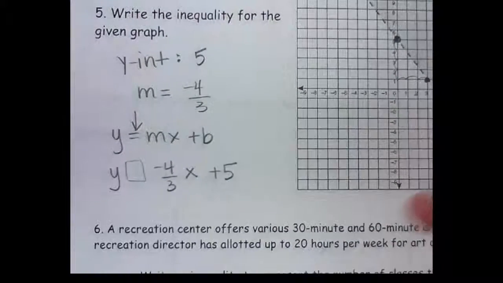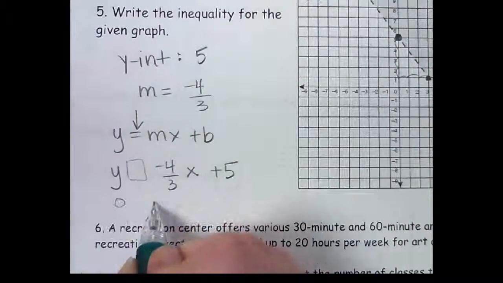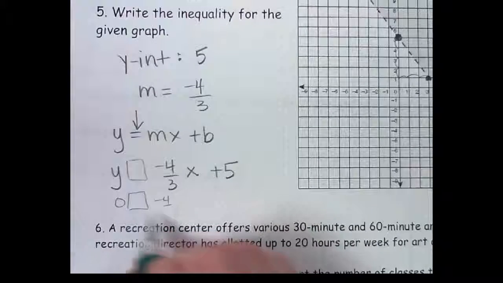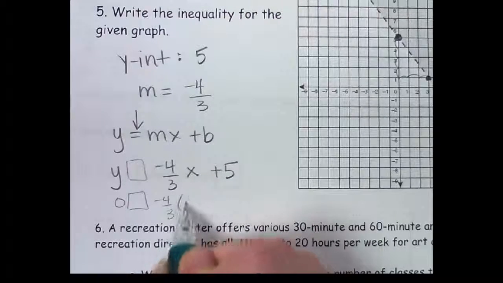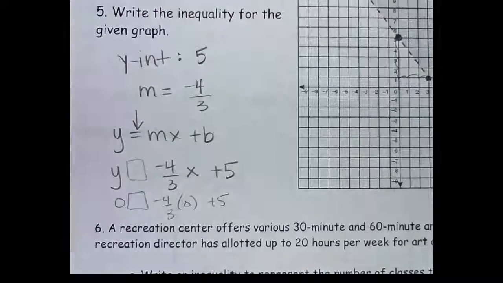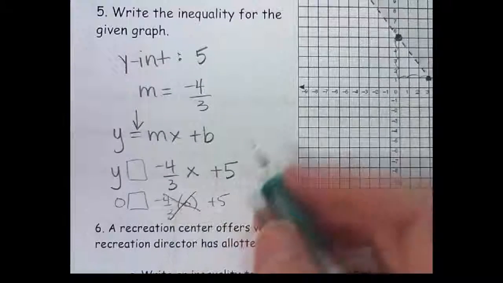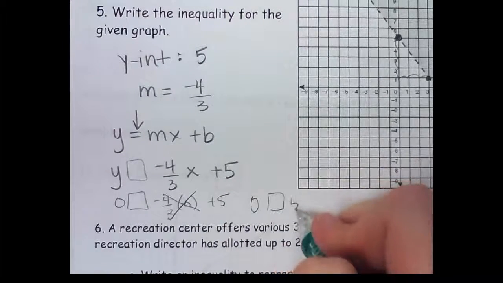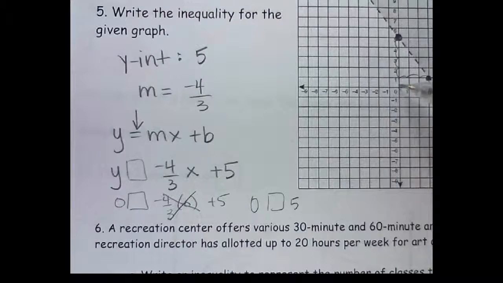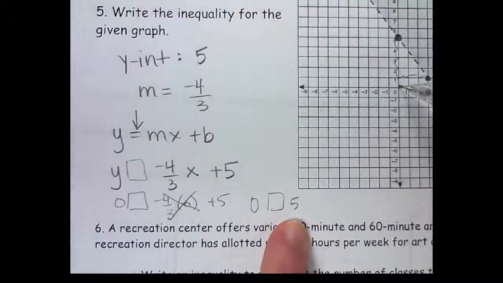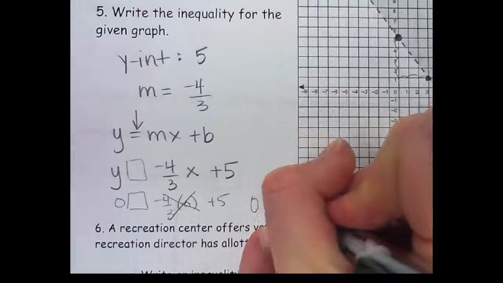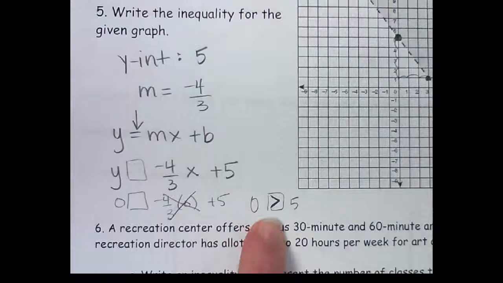So I take (0, 0), and I'm going to put 0 in. If I put 0 in, I still don't know the symbol here. The 0 plus 5, so that's gone. So I have 0 is what to 5? Now (0, 0) is not shaded, which means this needs to be an untrue statement. So that means it should go this way because 0 is not bigger than 5. So that can be confusing.